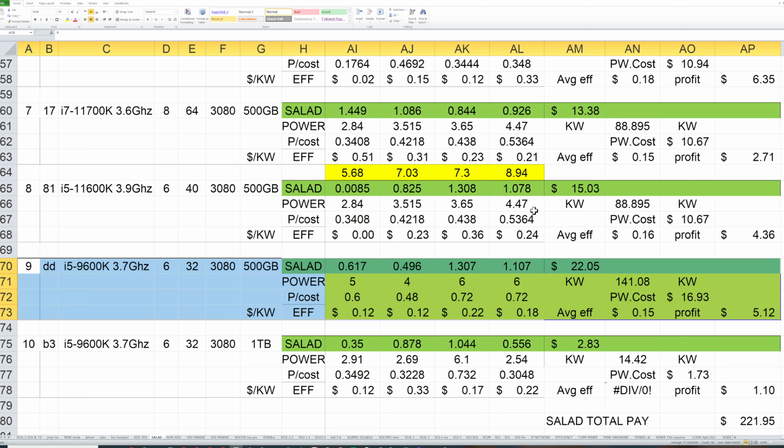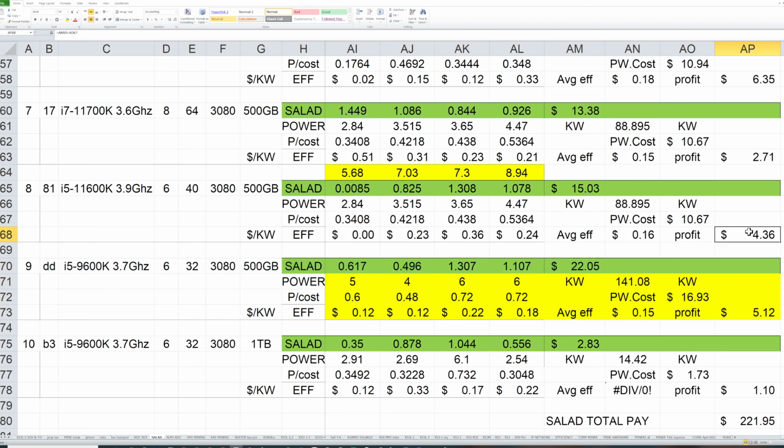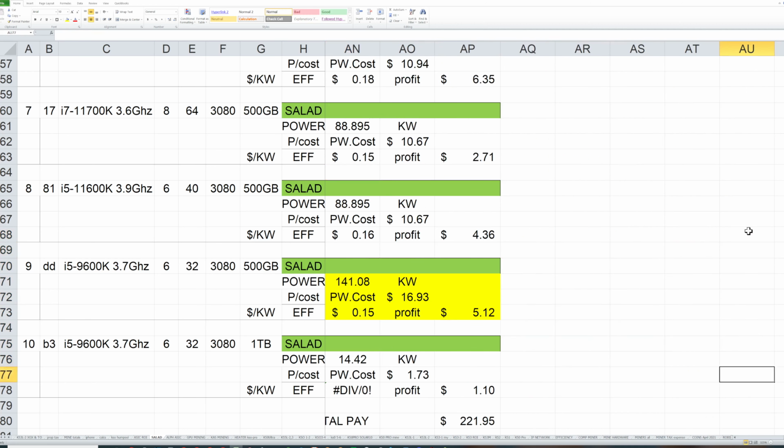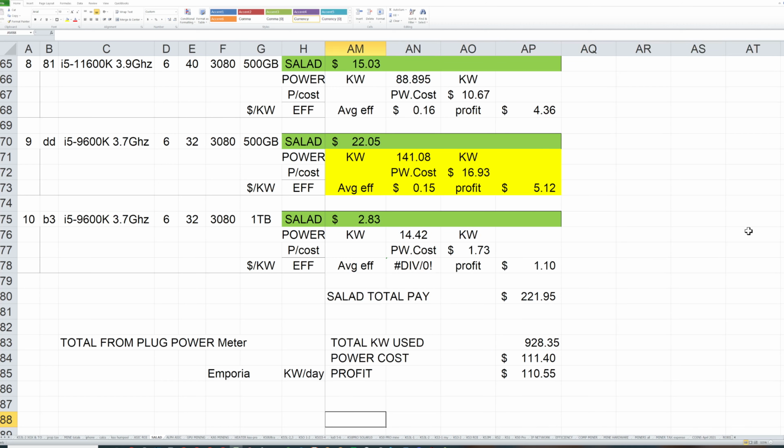That's pretty much it, guys, for this video. I just want to show you how profitable this is. So let's go down to totals. Let's look at the totals here at the end of the 30 days. So total 30 days on 10 rigs. Well, technically it was 9 rigs.